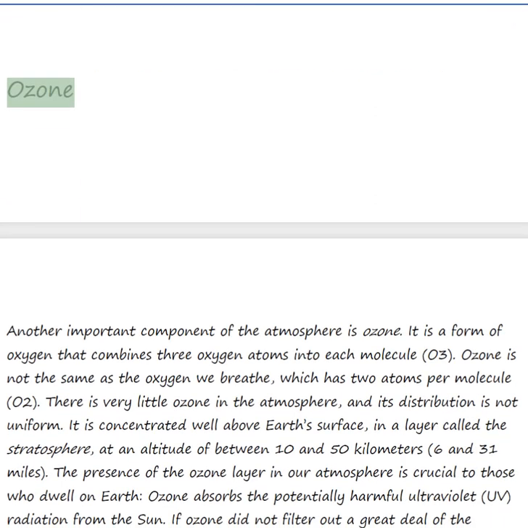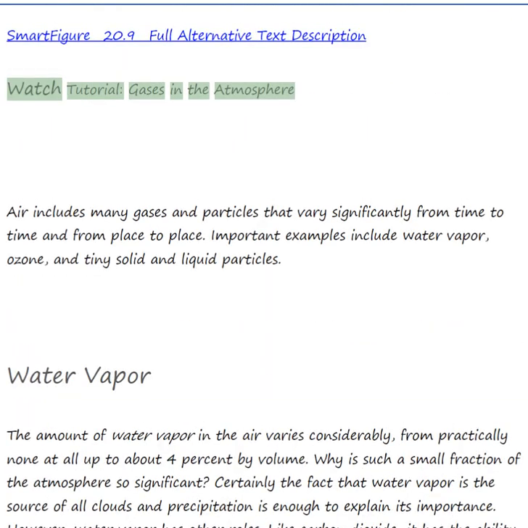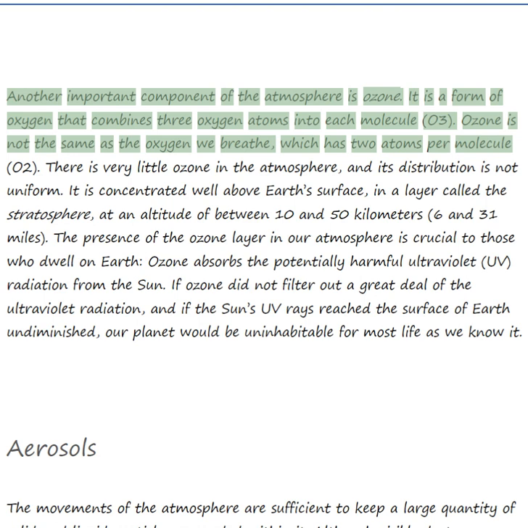Ozone. Watch tutorial, Gases in the Atmosphere. Another important component of the atmosphere is ozone. It is a form of oxygen that combines 3 oxygen atoms into each molecule. Ozone is not the same as the oxygen we breathe, which has 2 atoms per molecule.